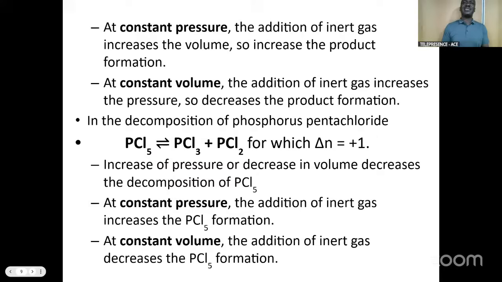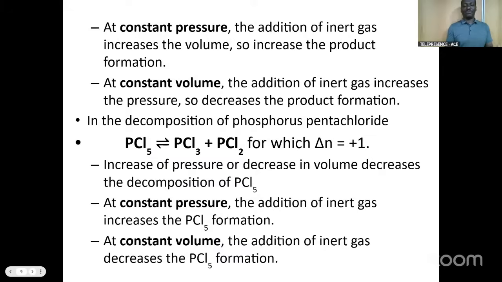If there's a decrease in pressure, you are invariably decreasing the total number of moles. The direction that will be affected most is the direction that has less number of moles. All right, for example, in this illustration displayed, if there's a decrease in pressure, then it means that you are decreasing the PCl5 concentration. Okay, and so the way the equilibrium will respond to that is to shift equilibrium to the direction that produces more of PCl5.